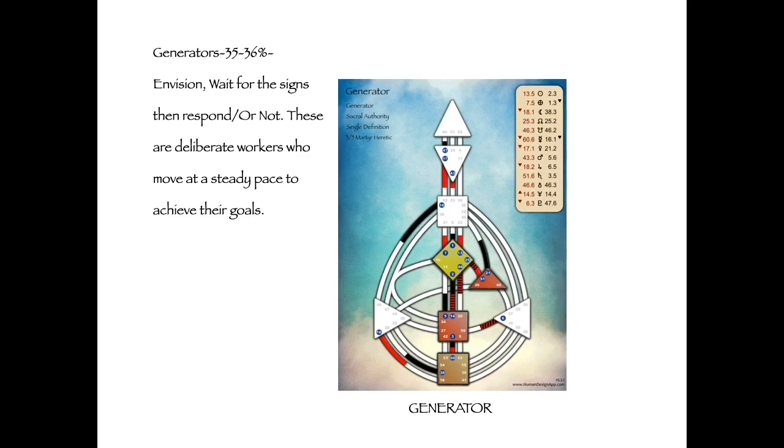The thing about being a generator type is that your strategy is all about waiting for the signs and then responding or not. And what does that mean? Well, it means that you have an idea for something you want to bring into your world. Maybe you want to take a course and you don't know if you really want to do it. So you say, okay, I want to take a course, and you just start thinking about it, and then you're waiting for a sign from the universe.